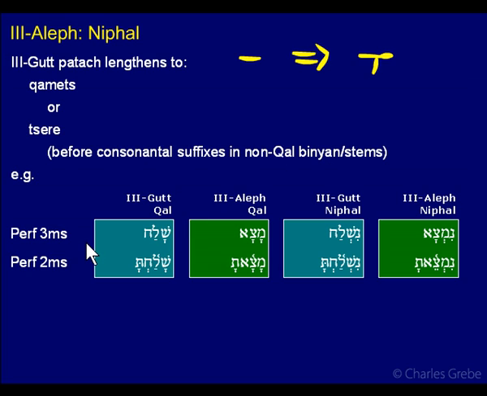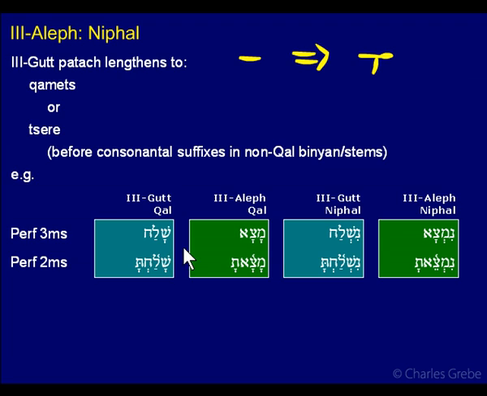Let's first look at perfect 3ms. Okay, this is not this case. It's not before consonantal suffixes. This is just when you have no suffix. So, shalach, this is a third guttural that's not an aleph. So you have a patach there. Well, you'd have that there anyway. Pakad would have it there anyway. But shalach, the patach lengthens to a qamets because aleph quiesces.